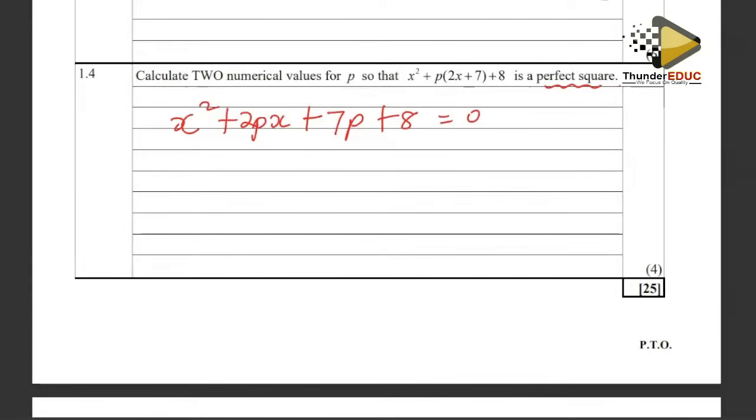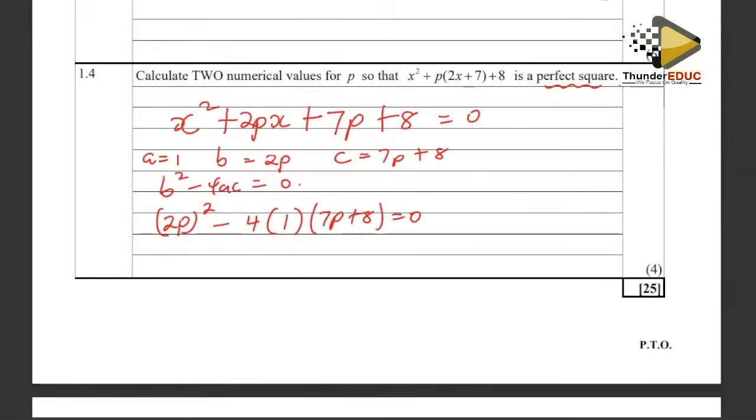So from this, we know that our a is going to be 1, our b is going to be 2p, and our c is going to be 7p plus 8. b squared minus 4ac, I'll just equate to 0. Then I'll have (2p) squared minus 4 into 1 into (7p plus 8) should give us 0. So this becomes 4p squared minus 28p minus 32 is 0.